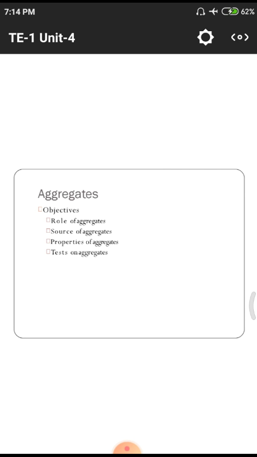So on the road, what kind of aggregates are we using? Are those strong or weak samples? Those we have to find. First of all, what are the objectives involved in these particular aggregates? Totally there are four kinds of objectives.